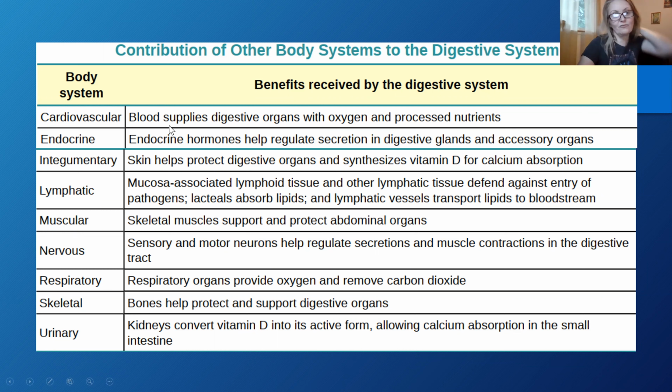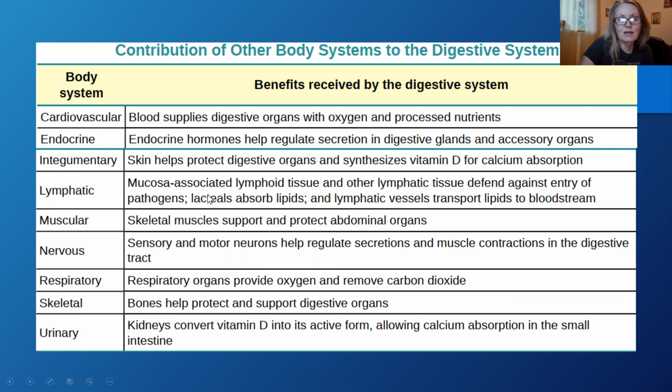That makes sense? So, for example, the cardiovascular system supplies your digestive system with oxygen, and it processes nutrients. Nutrients from your digestive system are absorbed into your blood, and your blood delivers nutrients to all tissues and cells of your body, right? Now, endocrine hormones help regulate secretion in digestive glands. The integumentary system protects digestive organs and synthesizes the precursor of vitamin D for calcium absorption.